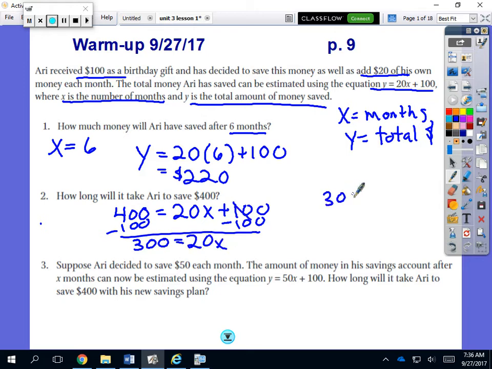So 300 equals 20x. Opposite of multiply is divide, so we divide both sides by 20. The 20s go away on this side. 300 divided by 20 is 15, so X is going to be 15 months.